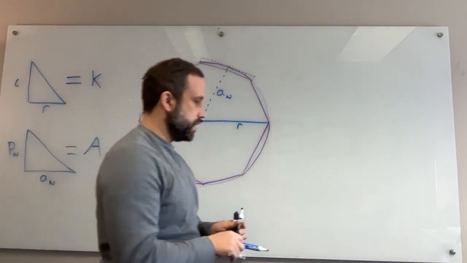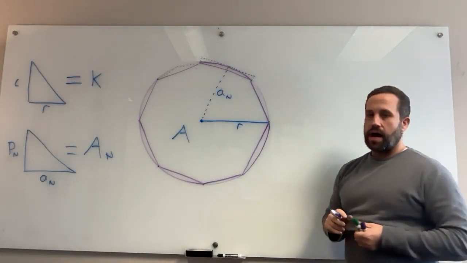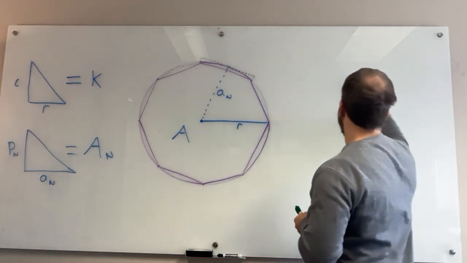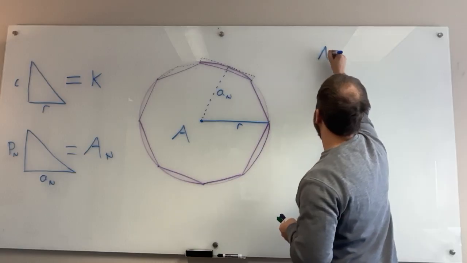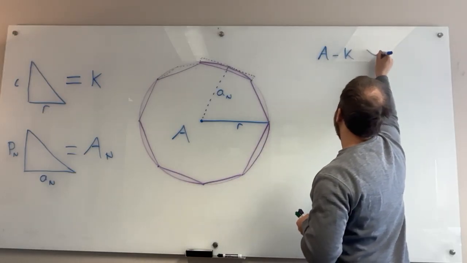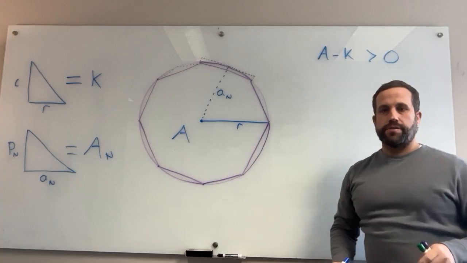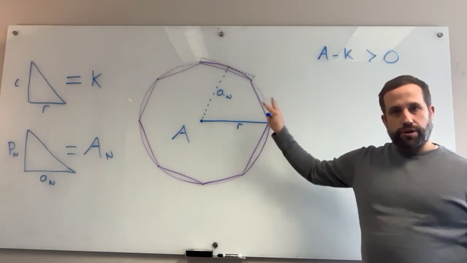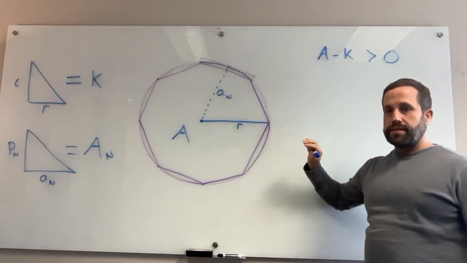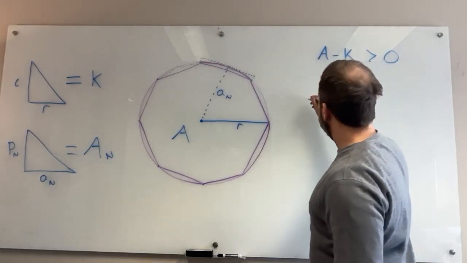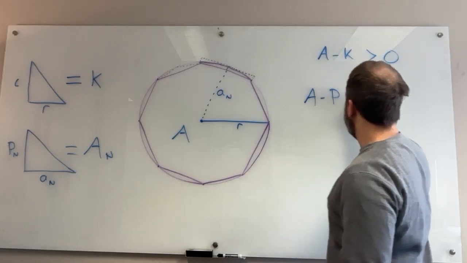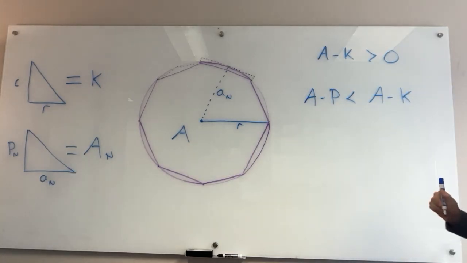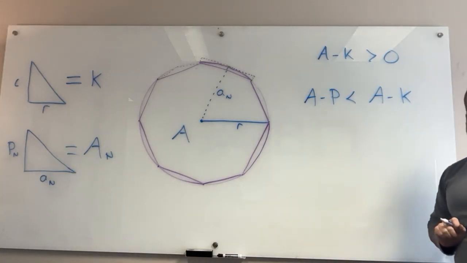Okay, so here is what Archimedes does. What we want to do is prove that A is equal to K. And what he says is, let's do a proof by contradiction. Let's first assume that A minus K is greater than 0. Well, given this exhaustion argument with the polygons, I can find some polygon such that A minus P is less than A minus K.